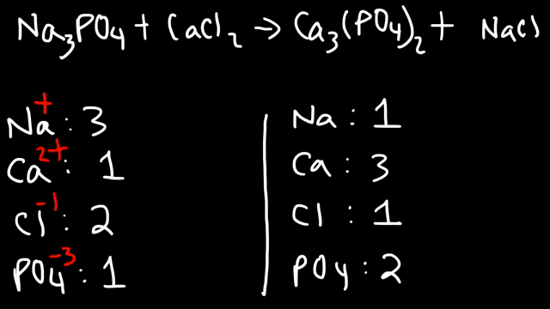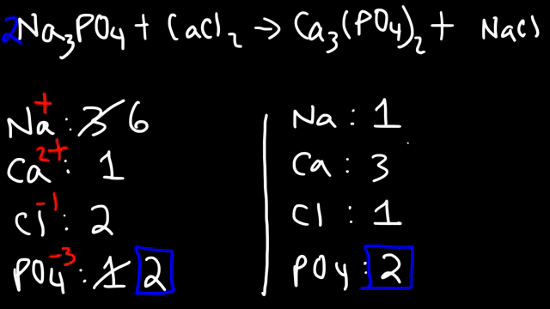So what I'm going to do is put a 2 in front of sodium phosphate so that the phosphate ions are balanced. So we have 2 on both sides. Now I won't have to change that anymore, you'll see. Next, let's balance the sodium ions. On the left side, we have 2 times 3, which is 6. So this changes. Now, we have 1 on the right side, so we got to multiply that by 6. So let's put a 6 in front of NaCl. So now we have 6 sodium ions on both sides.